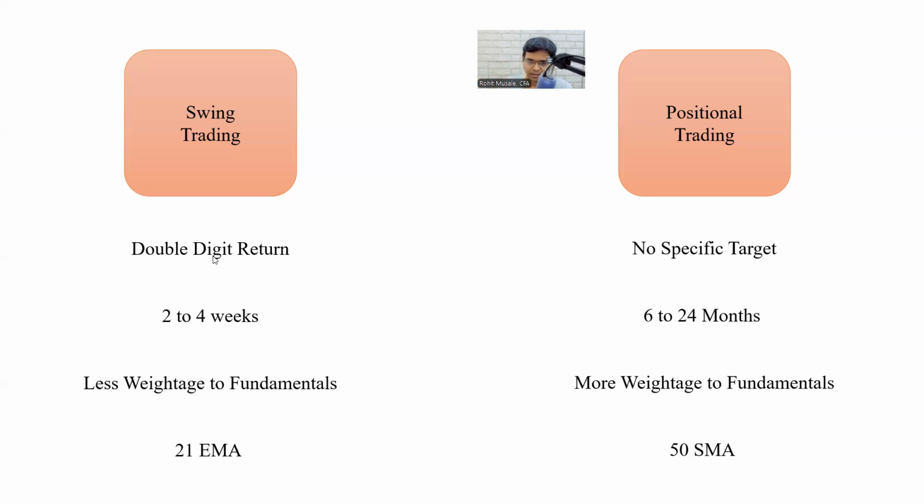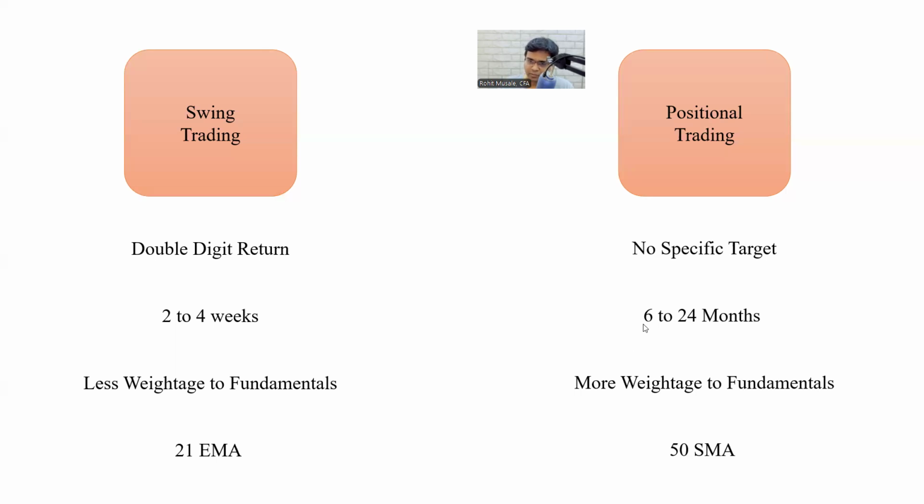In the case of positional, there is no specific target because the stock is showing fundamental strength and the fundamentals could improve. So we don't keep a specific target. We might do partial selling, right? We might sell a portion of our position, but not all, because since the stock is showing fundamental strength, we might want to hold on to at least a part of our position. So there is no specific target.